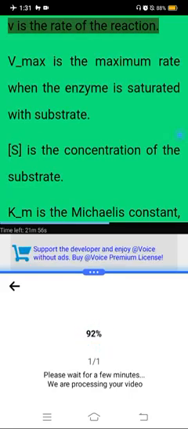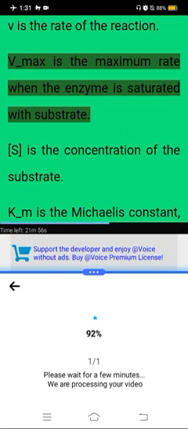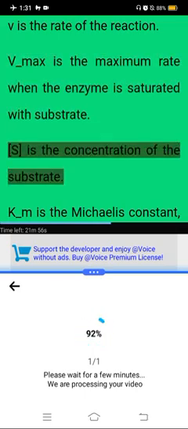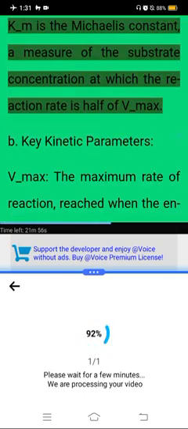Where v is the rate of the reaction. V_max is the maximum rate when the enzyme is saturated with substrate. S is the concentration of the substrate. K_M is the Michaelis constant, a measure of the substrate concentration at which the reaction rate is half of V_max.